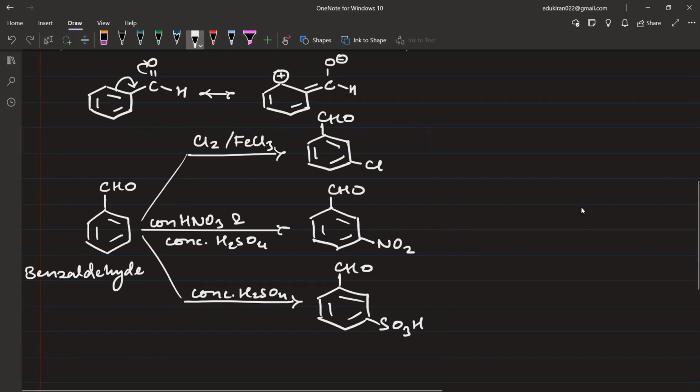There are other resonating structures that can be formed. Just need to keep moving the electrons like this. And there will be positive charge here. Then this will move, then there will be positive charge here.